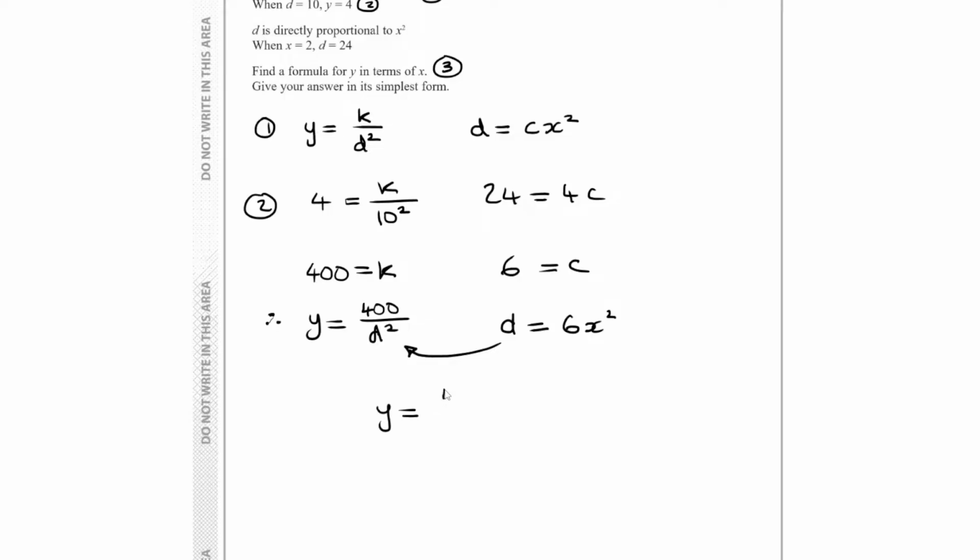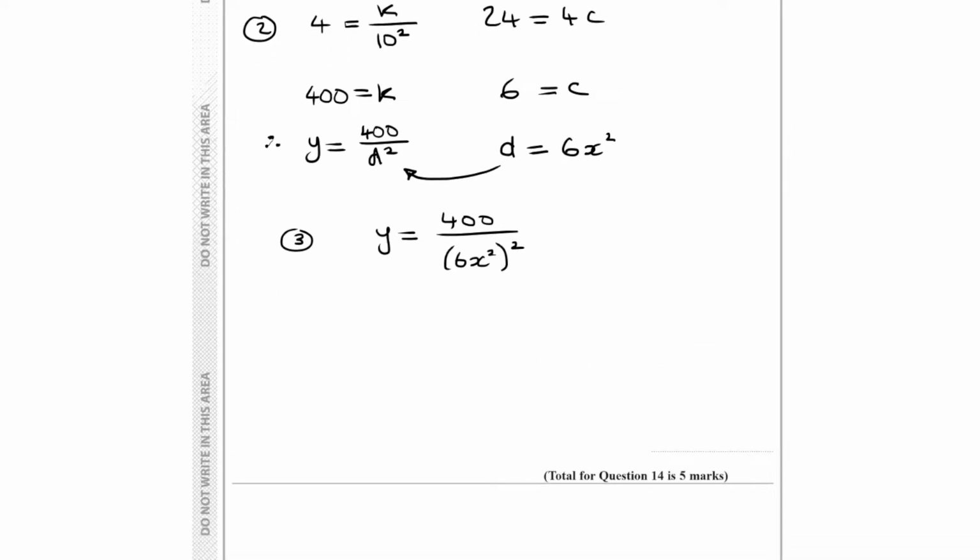So that would be y is equal to 400 over, this is step 3 here, and just remember that it's all of that squared, so 6x squared, and then that squared. Now, they have said give your answer in its simplest form, so I would expand that, as in square it, literally. So y is 400 over 36, but also that becomes x to the power of 4, doesn't it? Because you're squaring it. I think what they mean is that you could simplify that fraction. I just divided both by 4, basically. 100 over 9x to the power of 4. That's what I put as my answer.